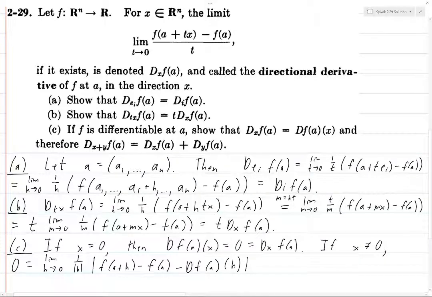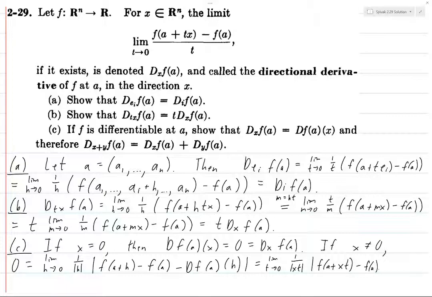So what we can do is we can rewrite h as t times x, where x is a fixed vector and t is just a scalar. Well, here let's write it in this way. The limit as t goes to 0 of 1 over norm of x times t. So basically what we're doing here is we are replacing h with x times t. And this is okay because as t goes to 0, x times t goes to 0.